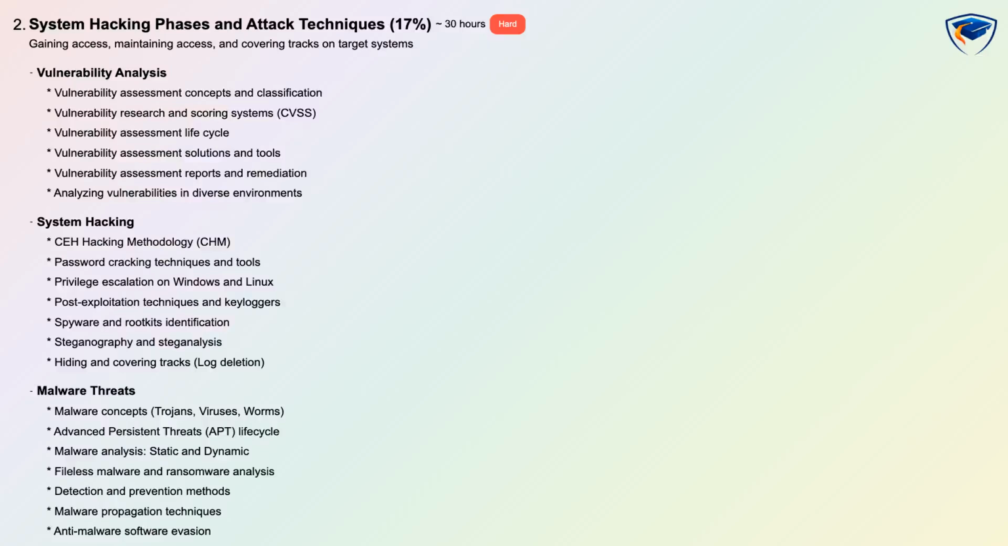You will also learn malware threats including app life cycles, static and dynamic analysis, ransomware behavior, and remediation methods.